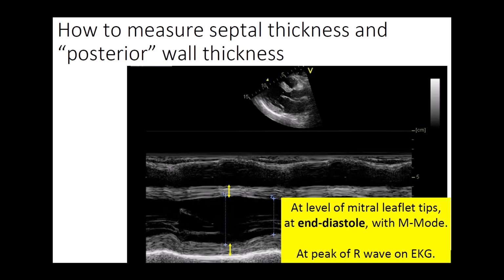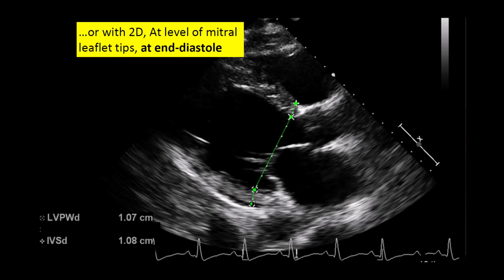And it's important to place the cursor at the level of the mitral leaflet tips, and at the end diastole, you get your measurement. And you can identify your end diastole by the peak of the R wave on the ECG. So that's why we need to connect our ECG to the patient. It can be measured in 2D as well, but if you are going to measure your thickness in 2D, you have to have good quality images, and you have to get accurate border assessment and accurate cursor placement on the 2D image.